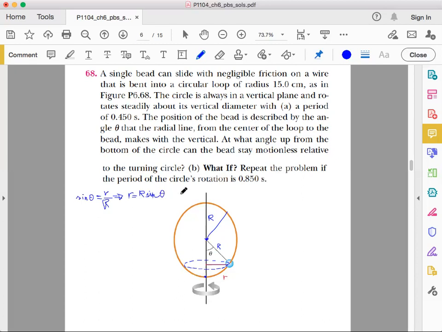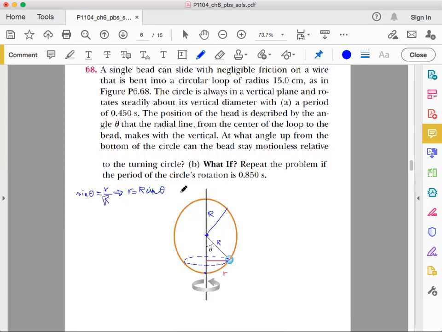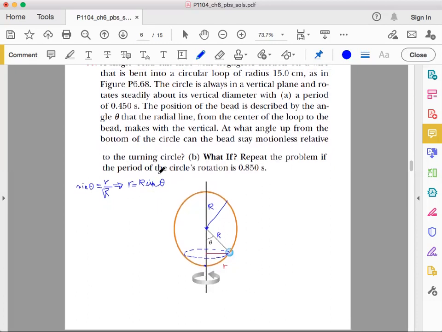Now, we want to know the value of this angle so that the bead remains at rest, motionless. To determine it, we have to apply Newton's second law, because in Newton's second law we have access to the acceleration, and it's only there that we can put a condition that the bead should stay motionless. But before doing so, we have to determine the forces acting on this bead, and then apply Newton's second law and project the forces.